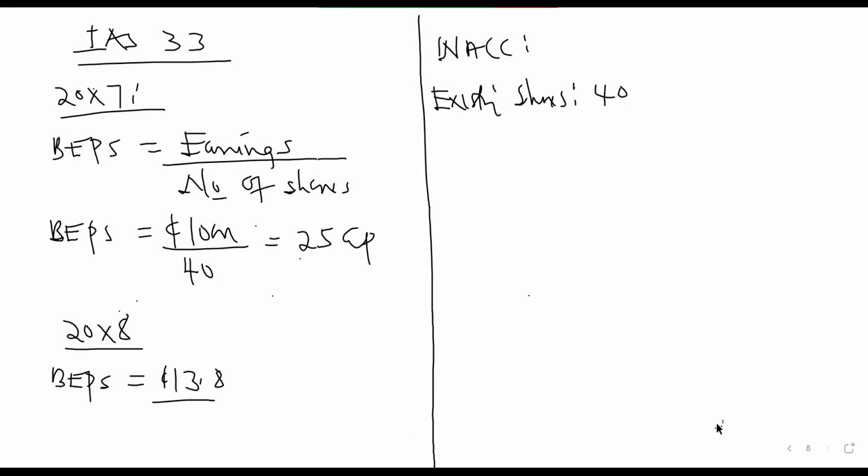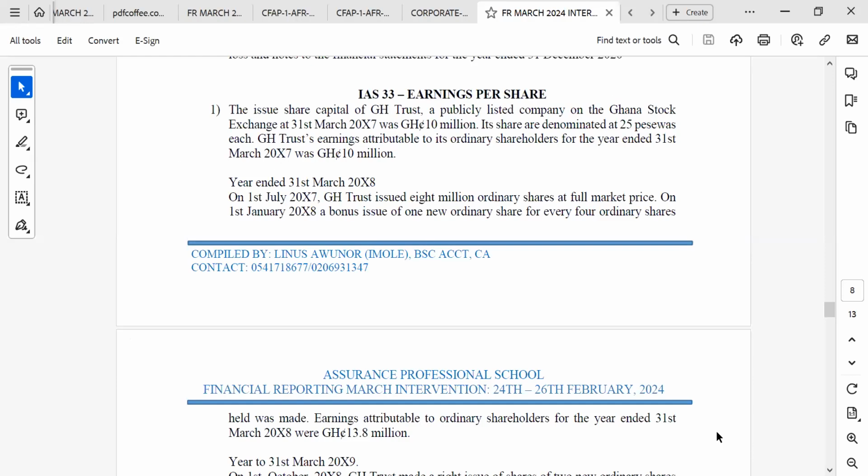So let's come here. On 1st July, 2023, the GH Trust issued 8 million ordinary shares at a full market price. The year end is 31st March, isn't it? From July to March, how many months is that? 9 months.